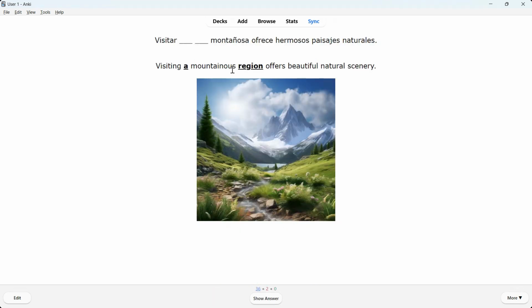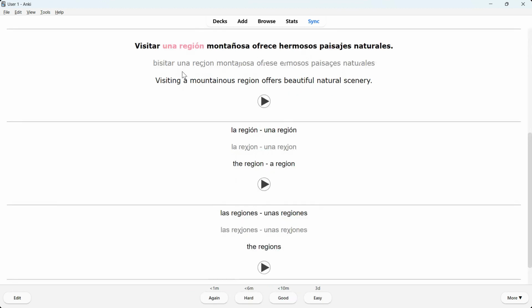Visiting a mountainous region offers beautiful natural scenery. How do you say a region? Visitar una región montañosa ofrece hermosos paisajes naturales. La región, una región. Las regiones, unas regiones. And again, you see the same setup. We have a sentence area, we have a singular area, and we have a plural area.